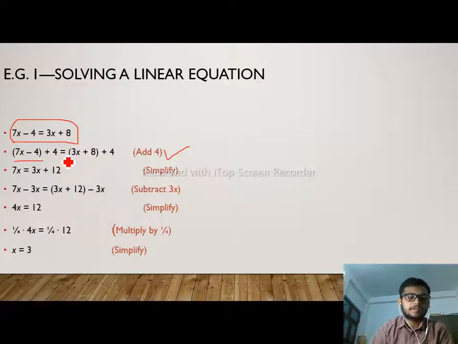After adding 4 to both sides and opening the bracket, minus 4 and plus 4 becomes 0. And what do you get after adding 8 plus 4? 12. Now we get 7x is equal to 3x plus 12.